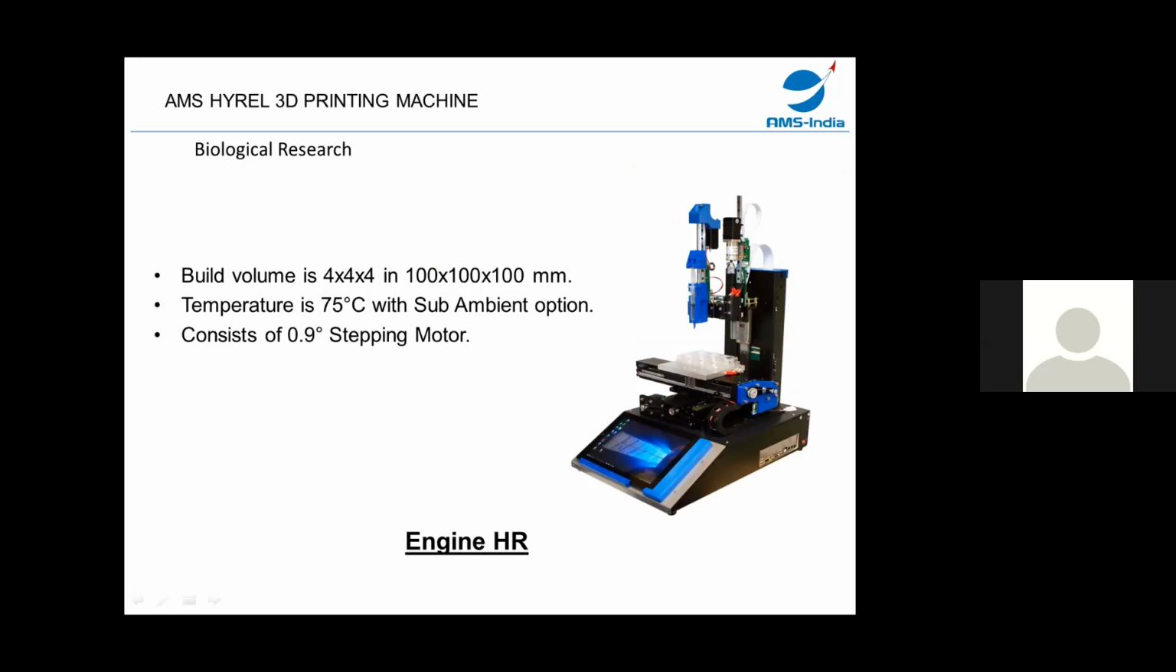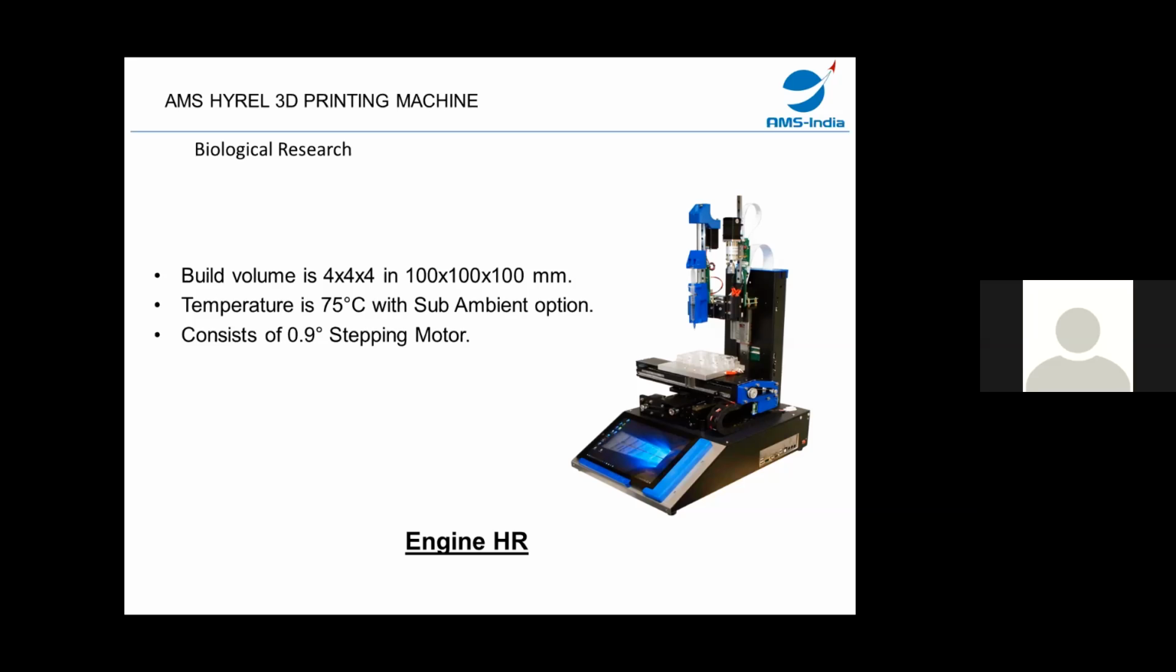This is all about the industrial research machines, that is System 30 and the Hydra machine, which I have presented till now. From now on, I will talk a little bit more about the biological research machine that we have developed as a part of 3D printing.